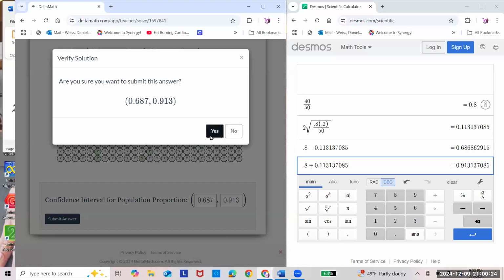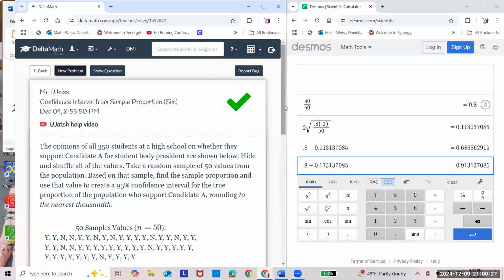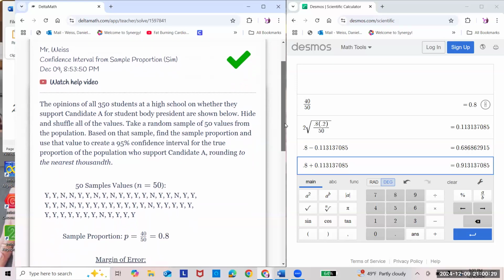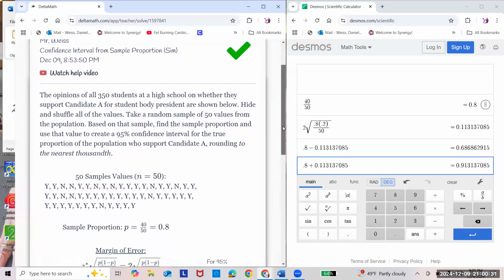Submit. Yes. And that's all you have to do for these problems. There's no using the statistics calculator for this.